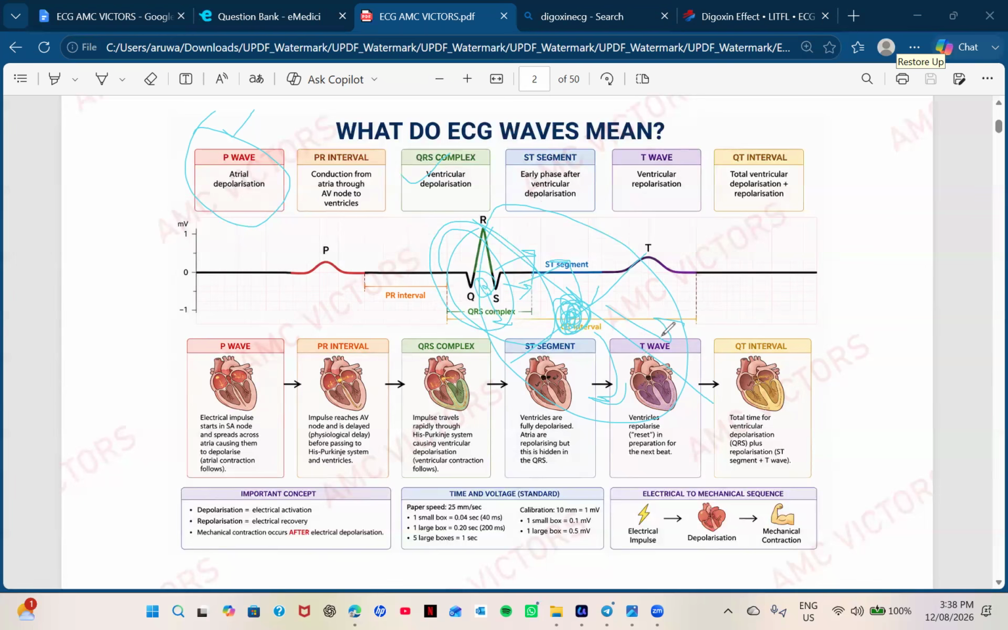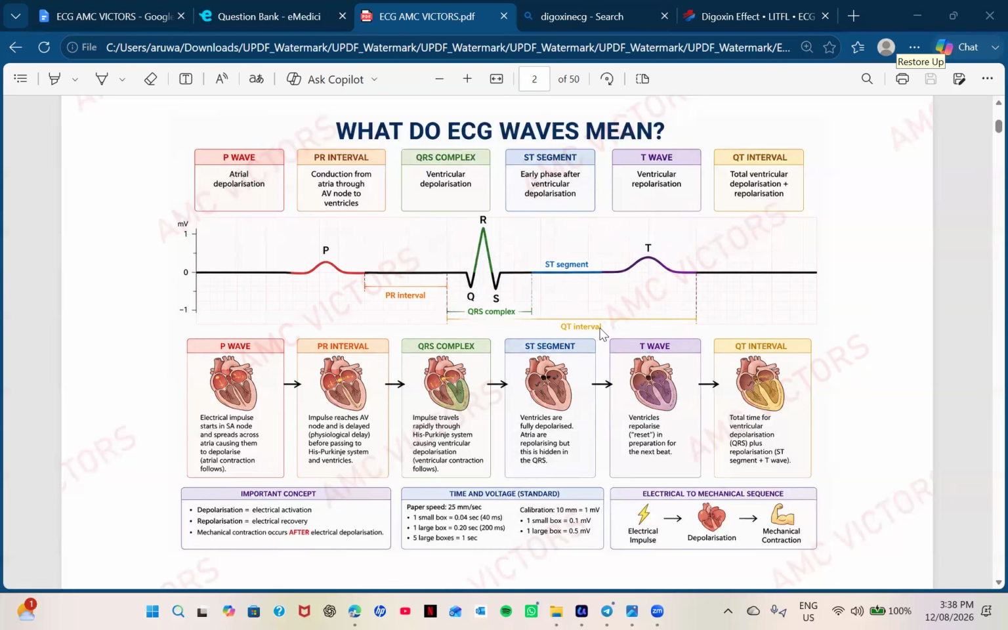So what is the T wave? The T wave means the ventricular repolarization. The ventricles have depolarized, then they are repolarizing, and then we can see the T wave, right? The QT interval means the total ventricular depolarization with repolarization. This is the general basic idea of the waves and the intervals. Okay, so I hope you get the idea because it's very easy. If you know the mechanism, then you can easily understand.